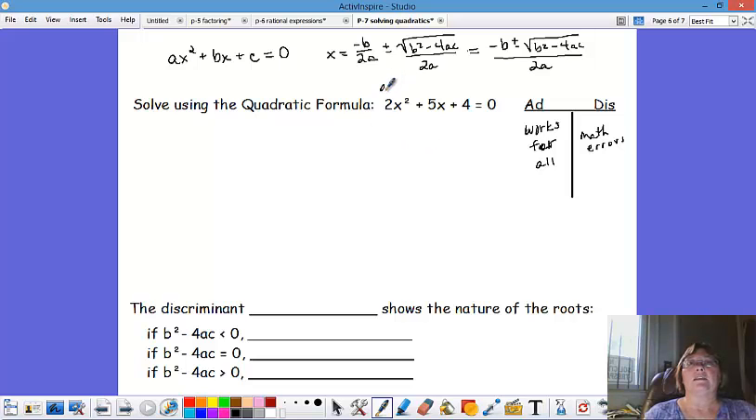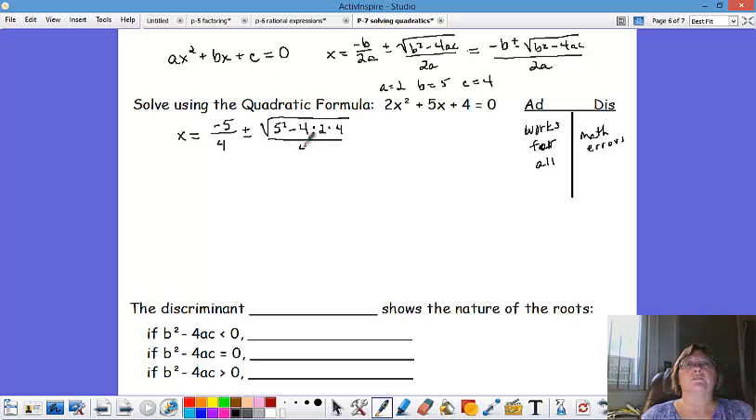In this particular problem, a is 2, b is 5, c is 4. And as we substitute those values into the quadratic formula, we'll get x equals the opposite of b, so minus 5, over twice a, and a is 2, so 2 times 2, 4, plus or minus, under the radical, b squared, so 5 squared, minus 4 times a times c. All of that is over 2a as well, so over 4. Now it's time to do the simplification.